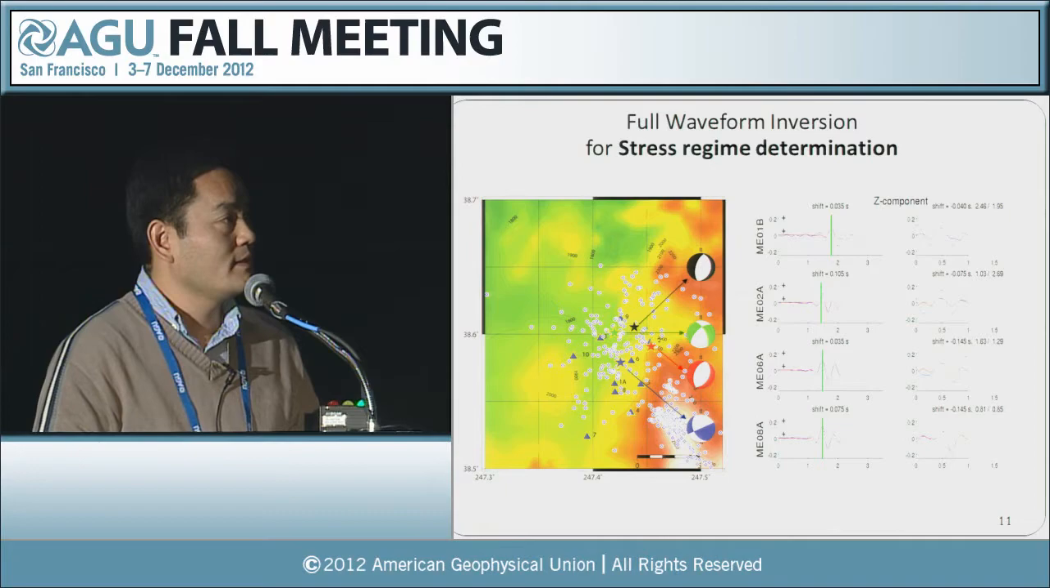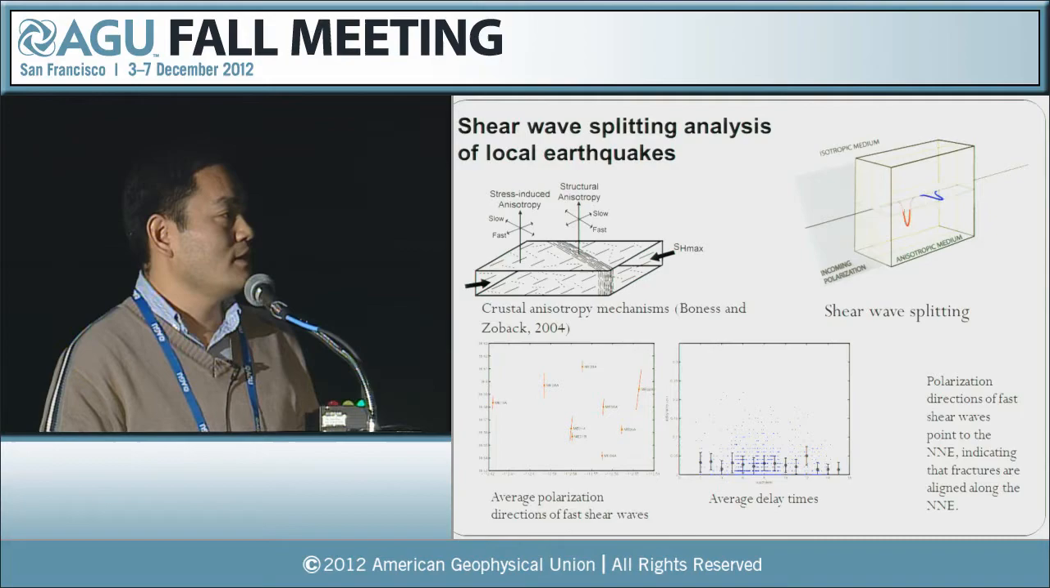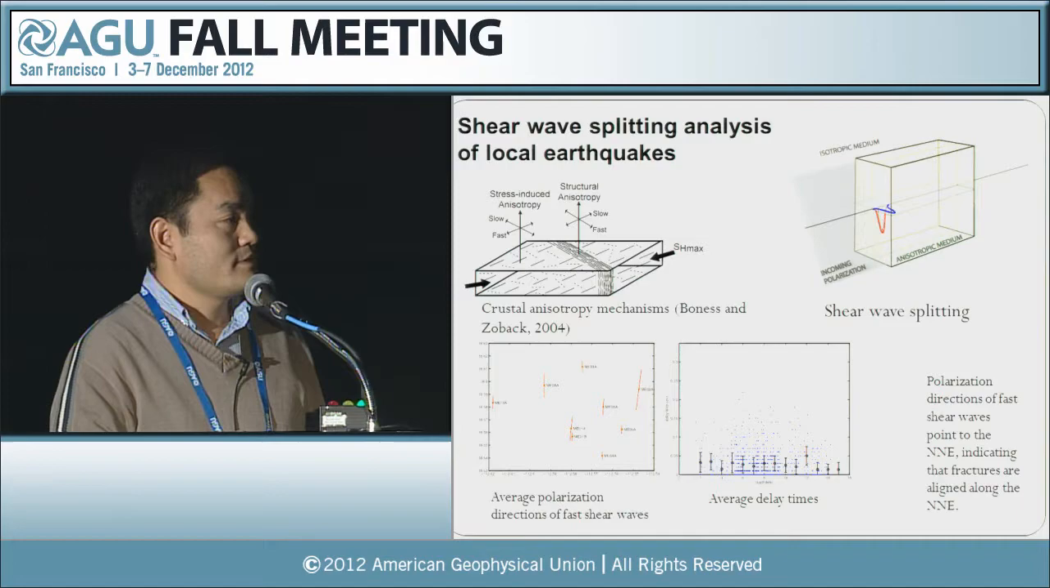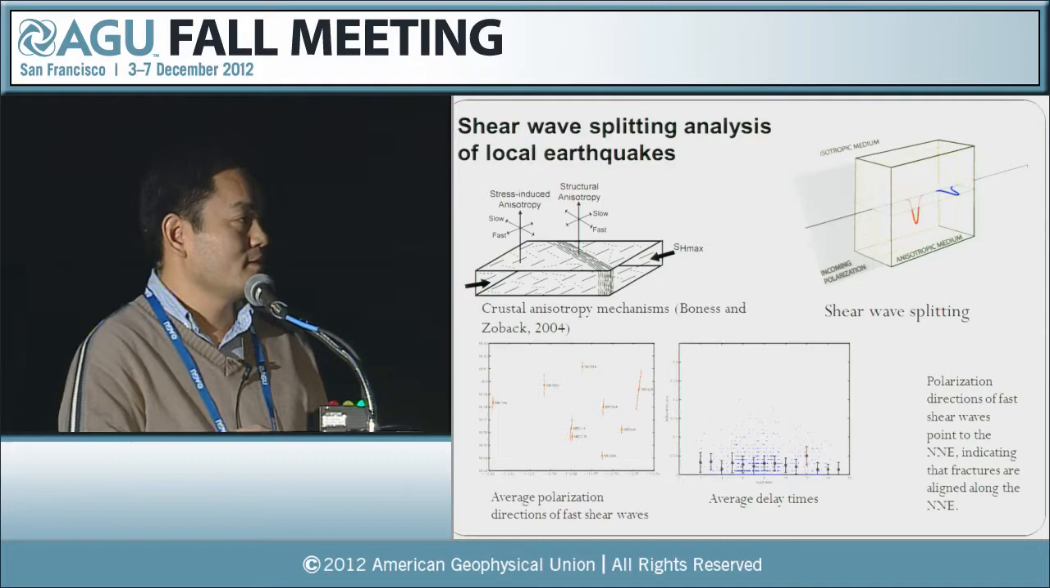Another method we use is shear wave splitting analysis. We know in the crust, generally there are two mechanisms. One is stress-induced anisotropy. This means that the fractures will mainly align in the direction along the SHmax. Another mechanism for crustal anisotropy is structure-controlled anisotropy. So for example, around the fault area, there will be strong anisotropy along the fault plane.